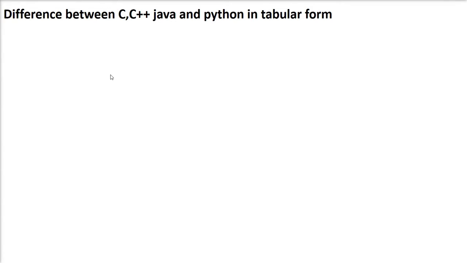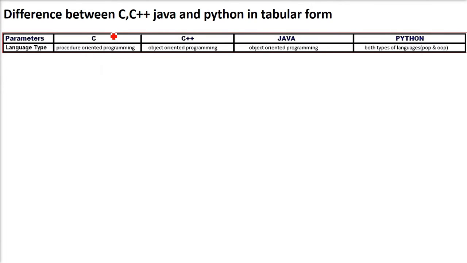Difference between C, C++, Java and Python. These are the most popular, widely used programming languages. Let us see one by one. First, C is procedure-oriented programming. Procedure means function. That is, a main function is going to call another function, and these functions in turn will call another function. This is called procedure-oriented or structural programming.